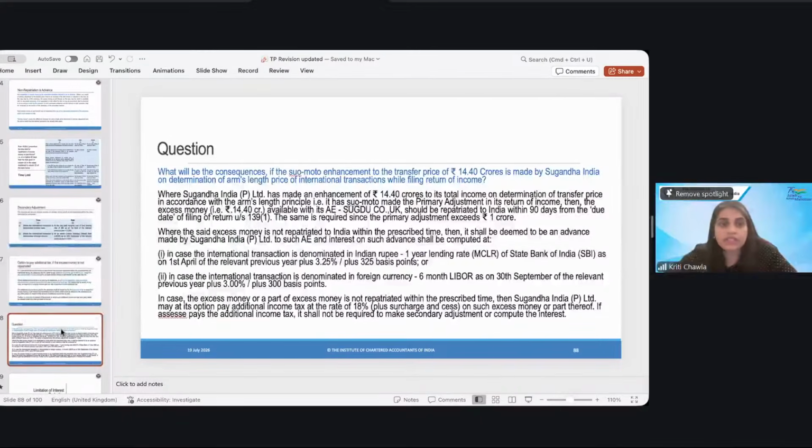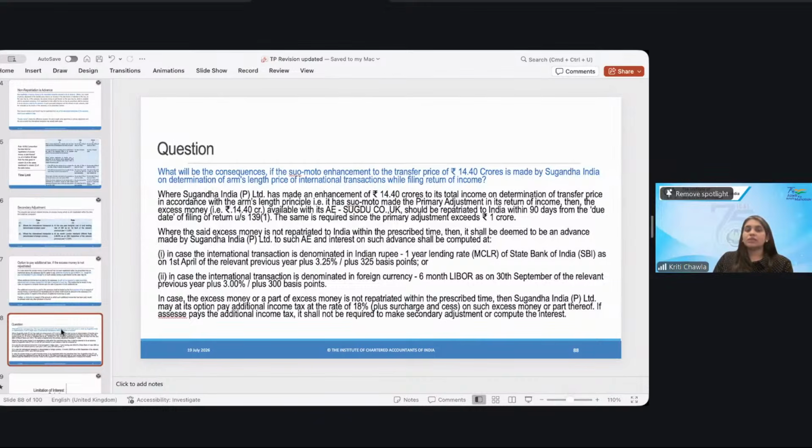Now, this is one question that we will be discussing. What will be the consequences if suo motu enhancement to the transfer price of 14.40 crore is made by Sugandha India on the determination of ALP of international transaction while filing return of income. Now, a lot of things you have to keep in mind. The first thing is that there is a suo motu enhancement of transfer price. So there is a primary adjustment. The primary adjustment is more than 1 crore rupees. So it will be applicable. Secondary adjustment will be applicable.